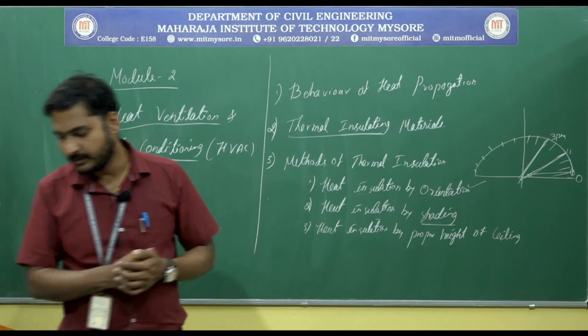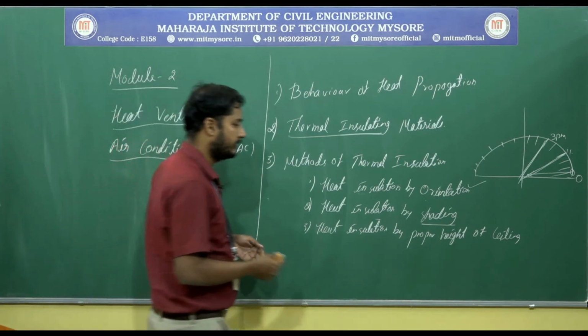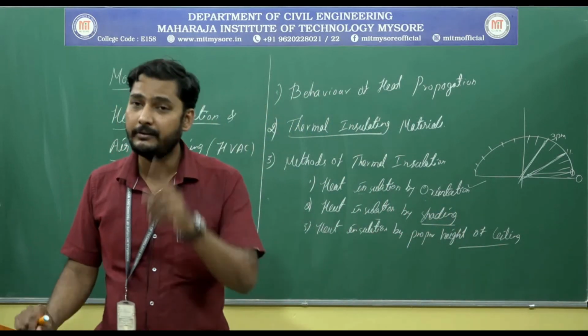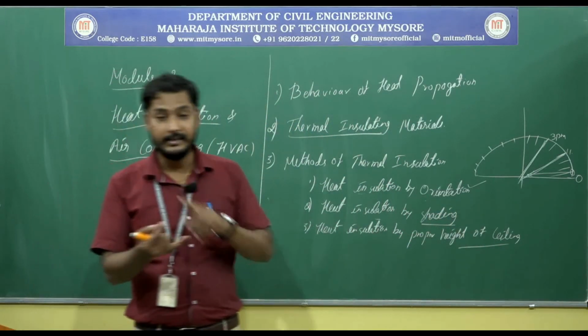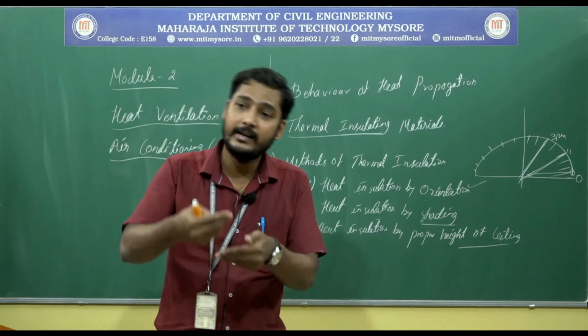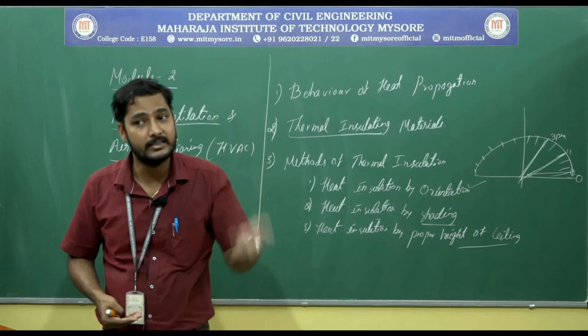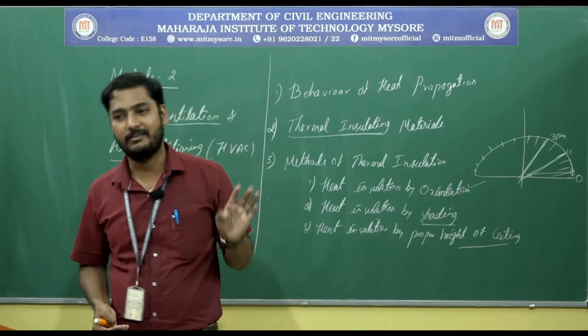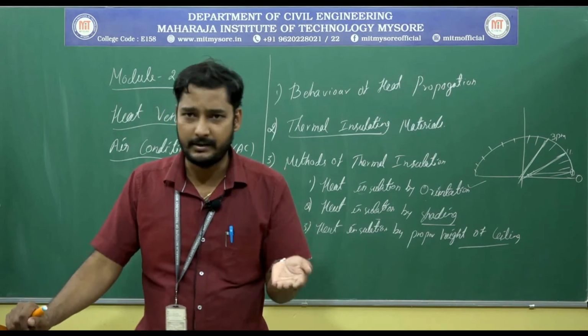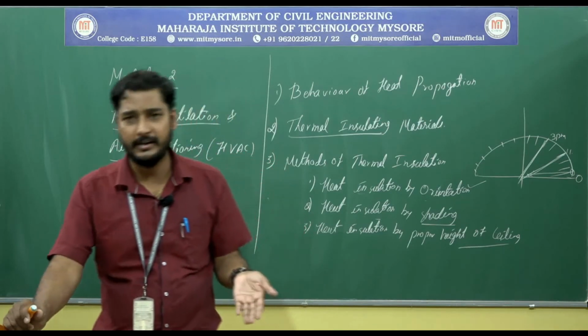And the third one is heat insulation by proper height of ceiling. Heat insulation by proper height of ceiling. Usually we can see this in industrial buildings. In industrial buildings, the floor to ceiling height seems to be more than that of residential ones. In residential buildings usually we prefer 3.1 meter or 3 meter probably, 10 feet in general.